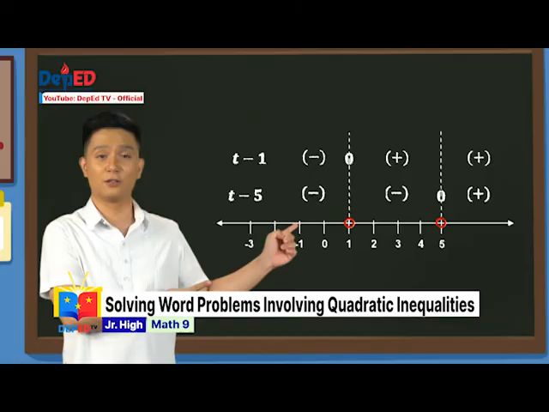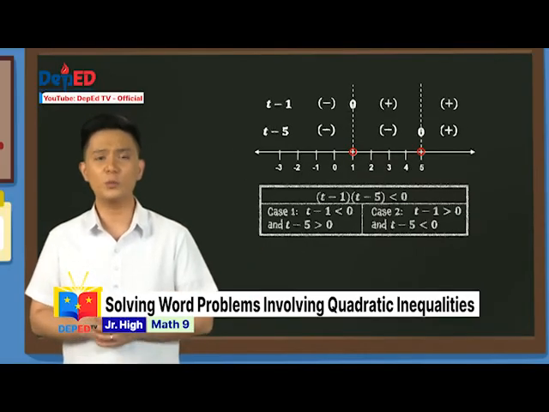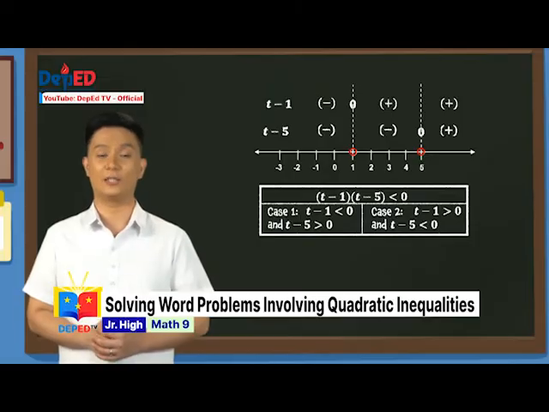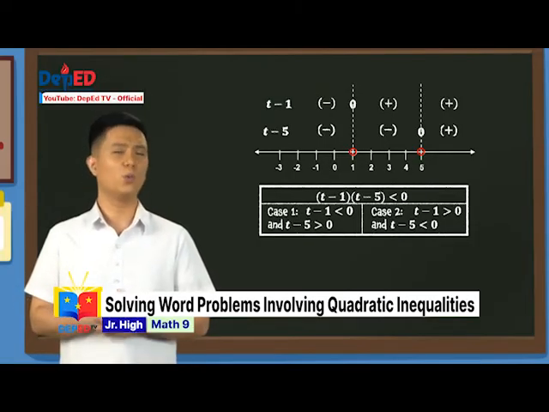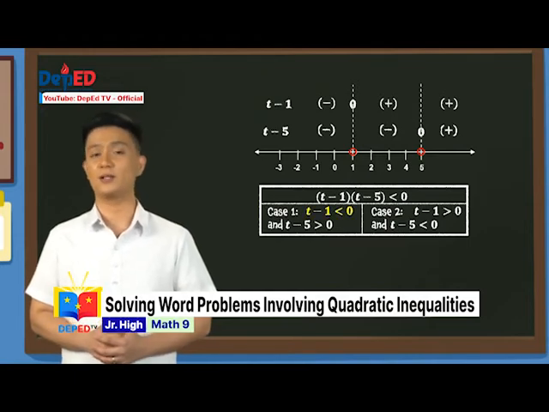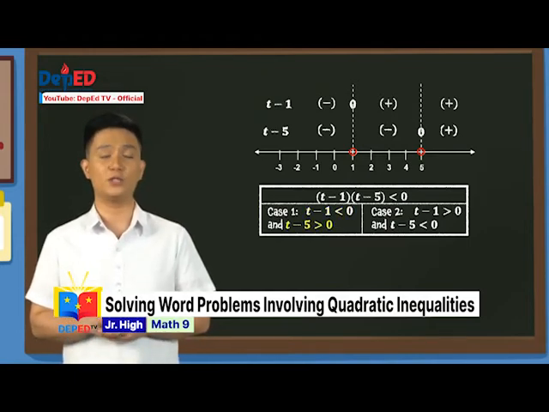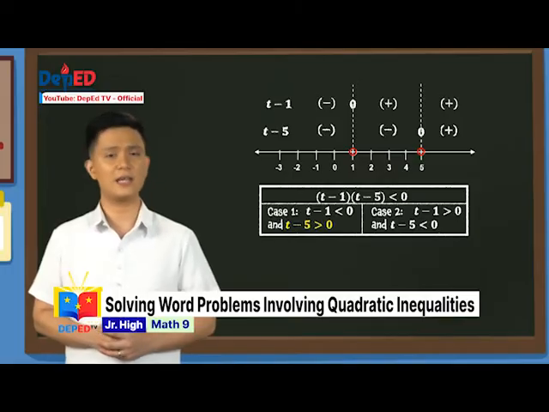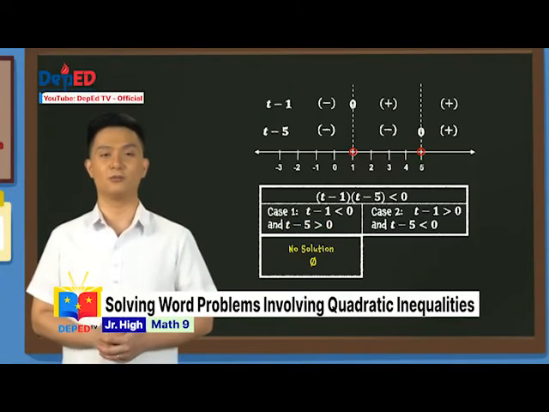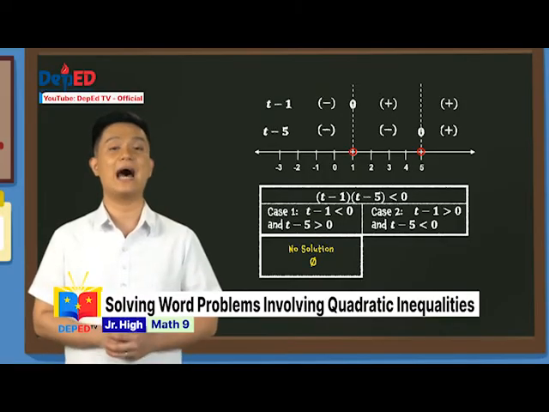Look at the number line closely. Recall that we were looking at two cases to determine the solution set of the inequality. So, where on the graph do we see that the value of the factor t minus 1 is negative and that of the other factor t minus 5 is positive? Nowhere. Hence, the solution set for case 1 is an empty set.